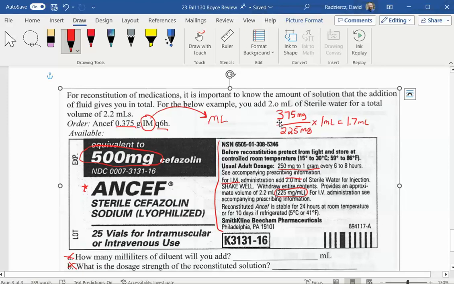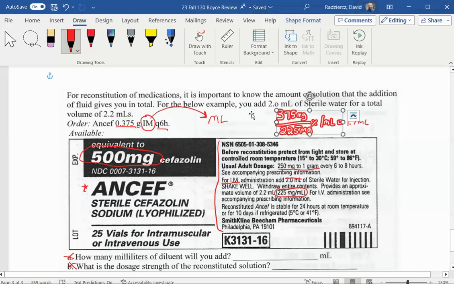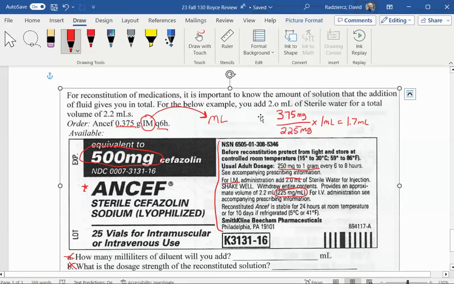And then all I do is I take my order, I converted it to milligrams because my available is in milligrams. And so I did ordered over available. So 375 over 225 times my quantity of 1 milliliter. And I got an answer of 1.66666666. And then I would just round that to the nearest tenth to get 1.7 milliliters.